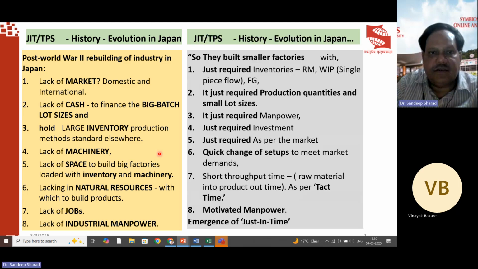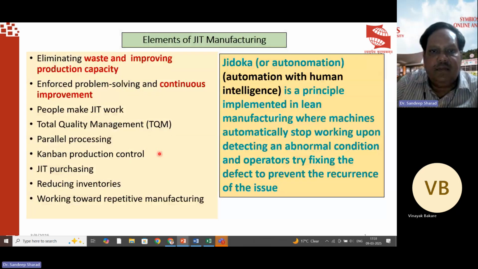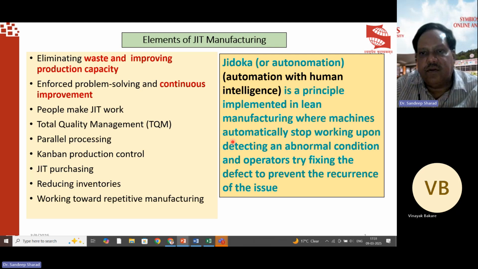This also we have discussed. The elements of JIT manufacturing: eliminating waste and improving production capacity, enforcing problem solving and continuous improvement. People make JIT work: total quality management, parallel processing, Kanban, production control, JIT purchasing, reducing inventories, working towards repetitive manufacturing. Jidoka, or automation with human intelligence, is the principle implemented in lean manufacturing, where machines automatically stop upon detecting abnormal conditions and operators fix the defects to prevent recurrence of that kind of issue.